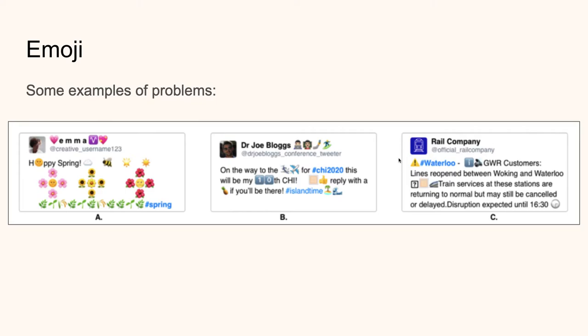And then this first one is actually a caution emoji. So it's caution, hashtag Waterloo, character I. This is some kind of speaker, GWR customers, lines reopened. Then there's a question and an unknown thing. Train services are returning to normal, and it takes me a long time until I get to "train services are returning to normal," and then I have the confusion about the time at the end. So, too many emojis, inappropriate emojis being used.